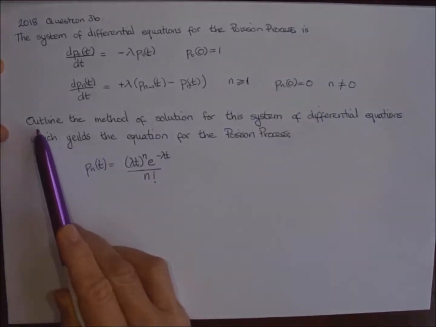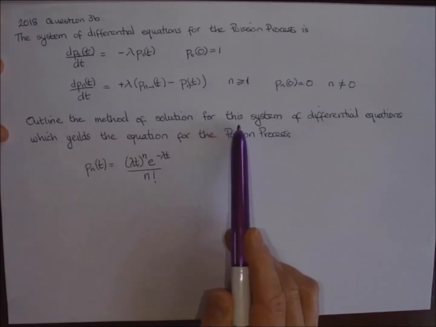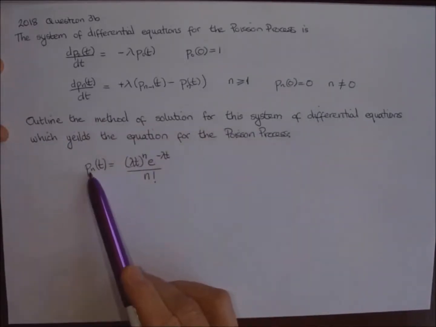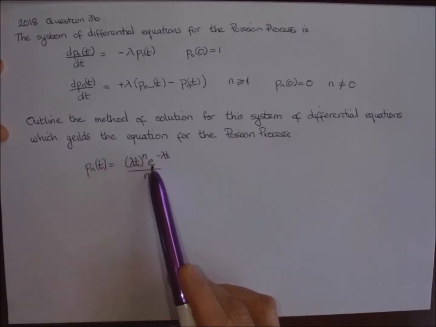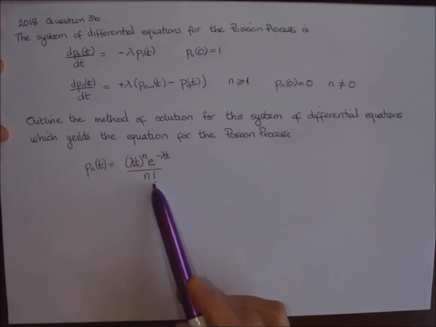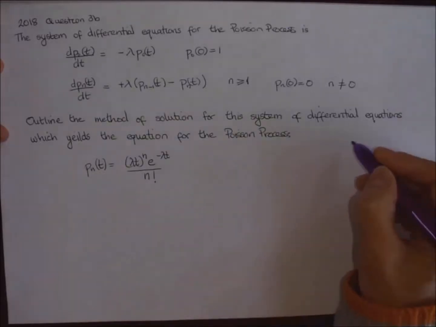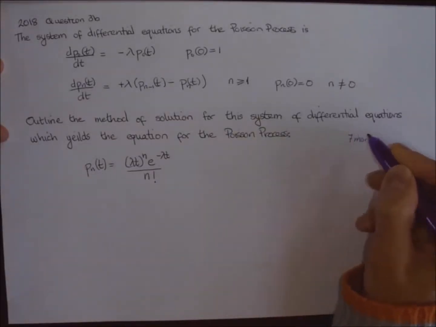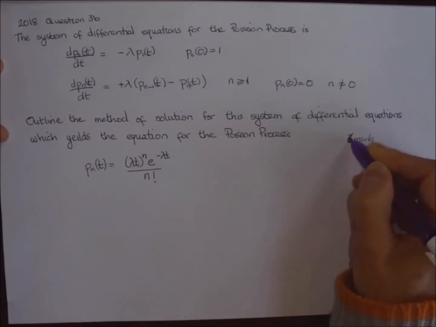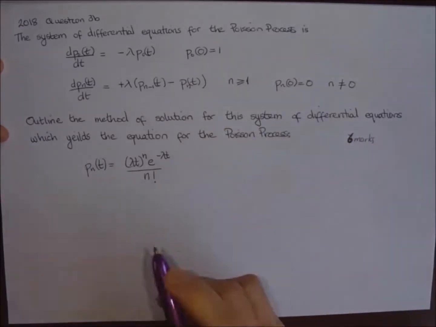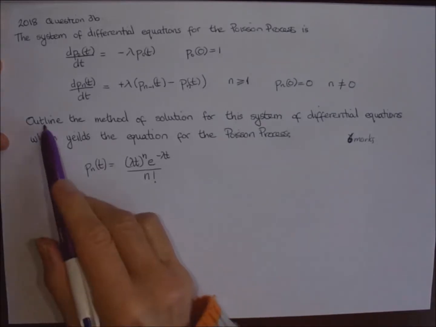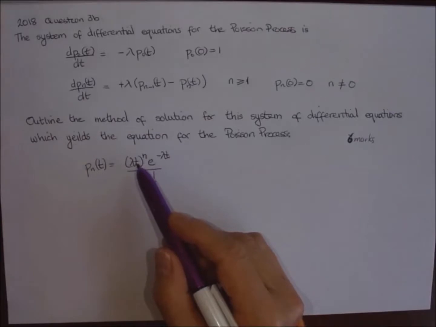Alright, so the question is: outline the method of solution for this system of differential equations, which gives the equation for the Poisson process, pn(t) equals (lambda t) to the n, e to the minus lambda t, over n factorial. Now there are 6 marks going for this question, which means just over 7 minutes is what you can spend at it, really. So it's outline the method. You're not actually going to do the whole method rigorously.